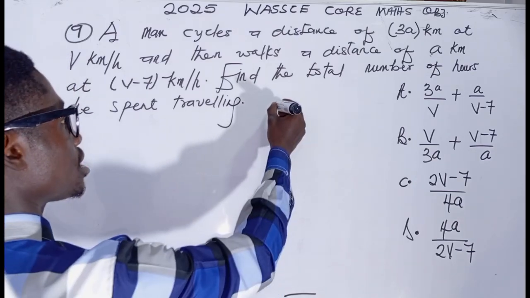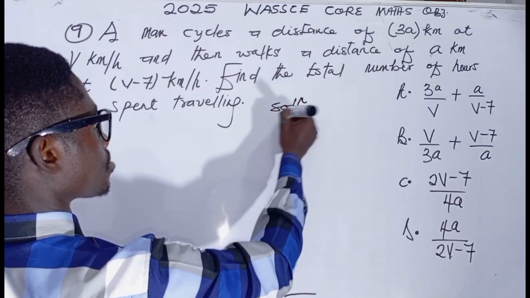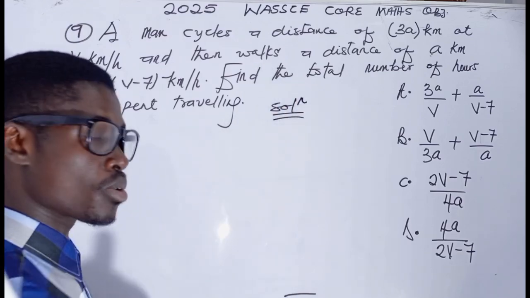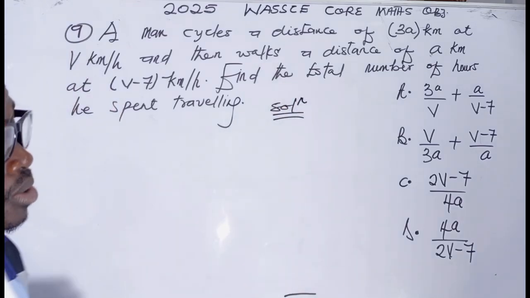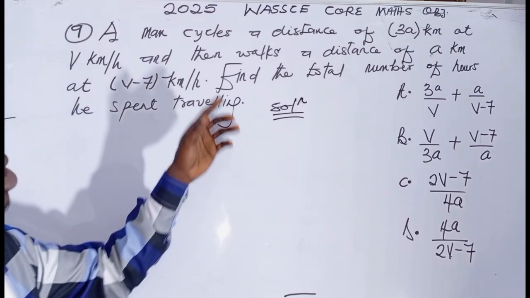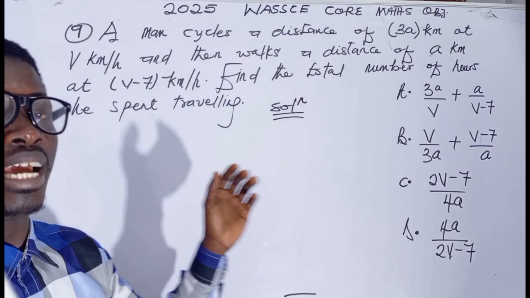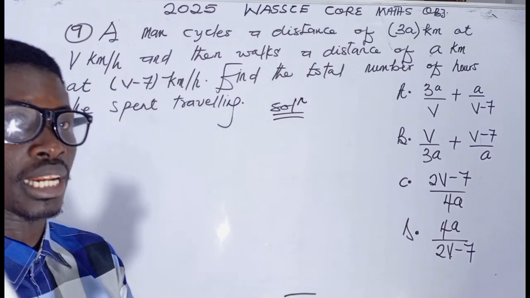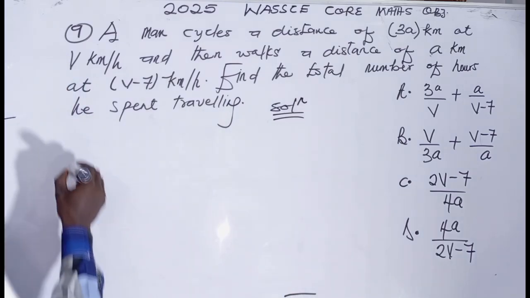So let's have our solution. In solving this question, how are you going to approach it? How are you going to solve this particular question? We are going to split this into two, the cycling aspect and then the walking aspect. So we have the cycling.